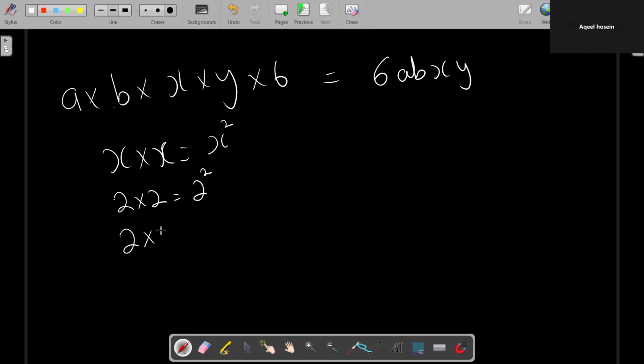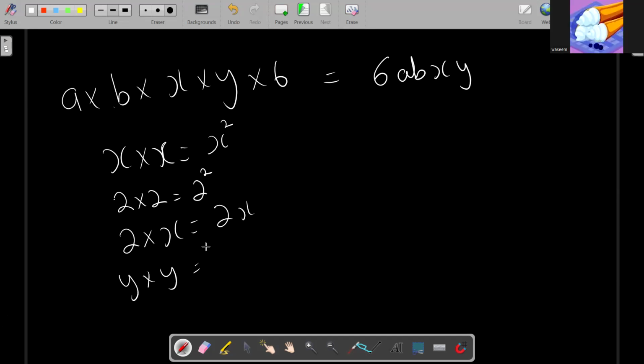Right, tell me this one. 2 multiplied by X now as well. 2x. Right, 2x is different. Y multiplied by Y. Y squared, sir. Good. So you learned from that last example, right? Good work, Akil. Who wants to volunteer again?